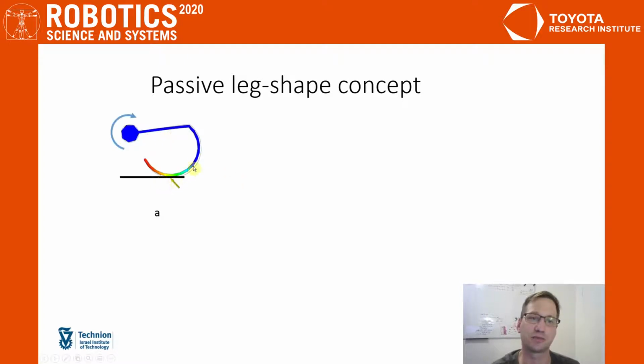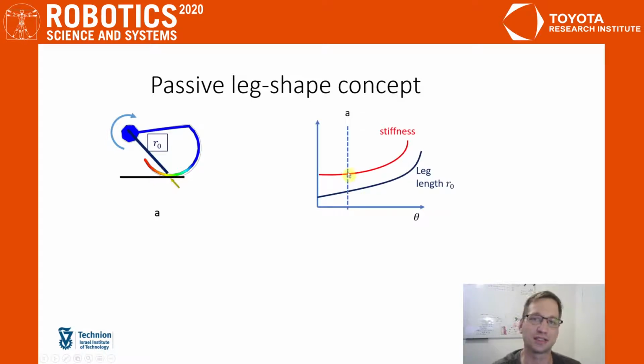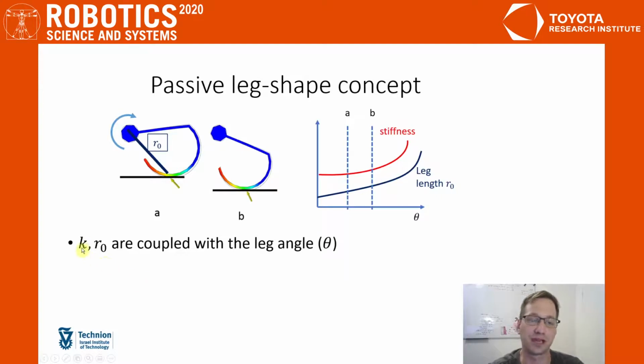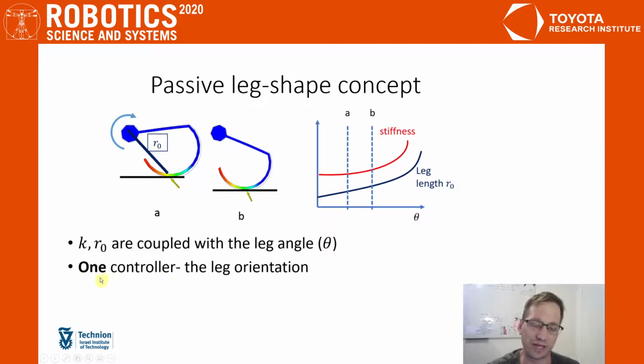Imagine you have a leg shape like this and it touches the ground in this orientation. So it has a certain stiffness and a free leg length. If it touches the ground with a ground level which is a bit lowered, then the orientation is different and it will have a different stiffness and a different leg length. So all in all, for each theta, for each orientation, the stiffness and leg length will be unique. K and R0 are now coupled with the leg angle, while we maintain one controller, which is the leg orientation.